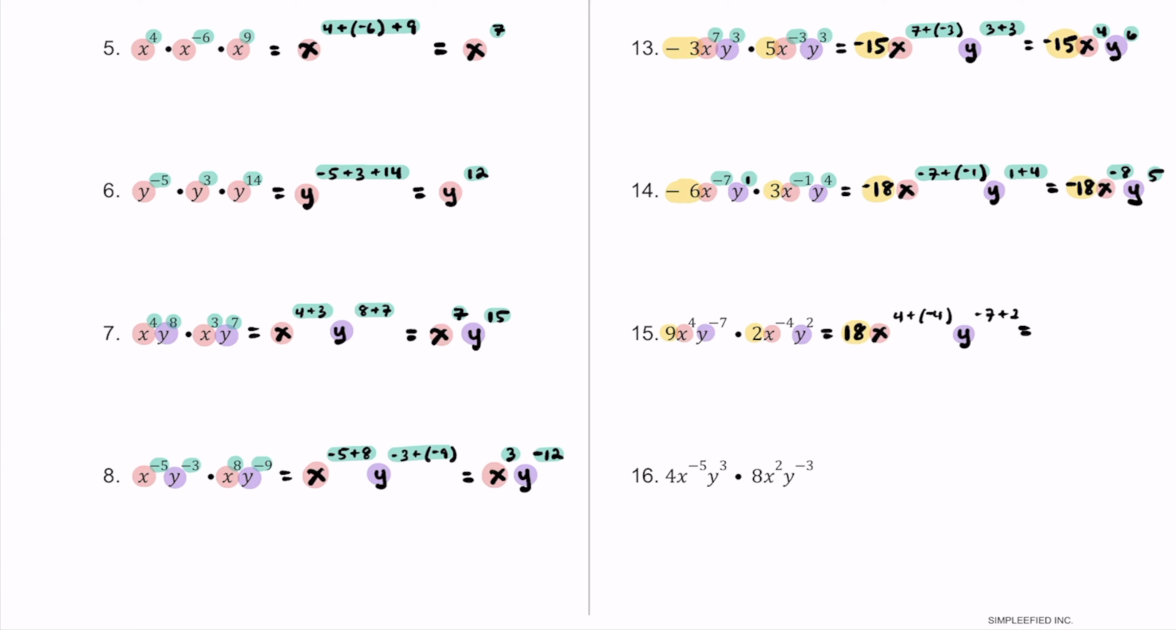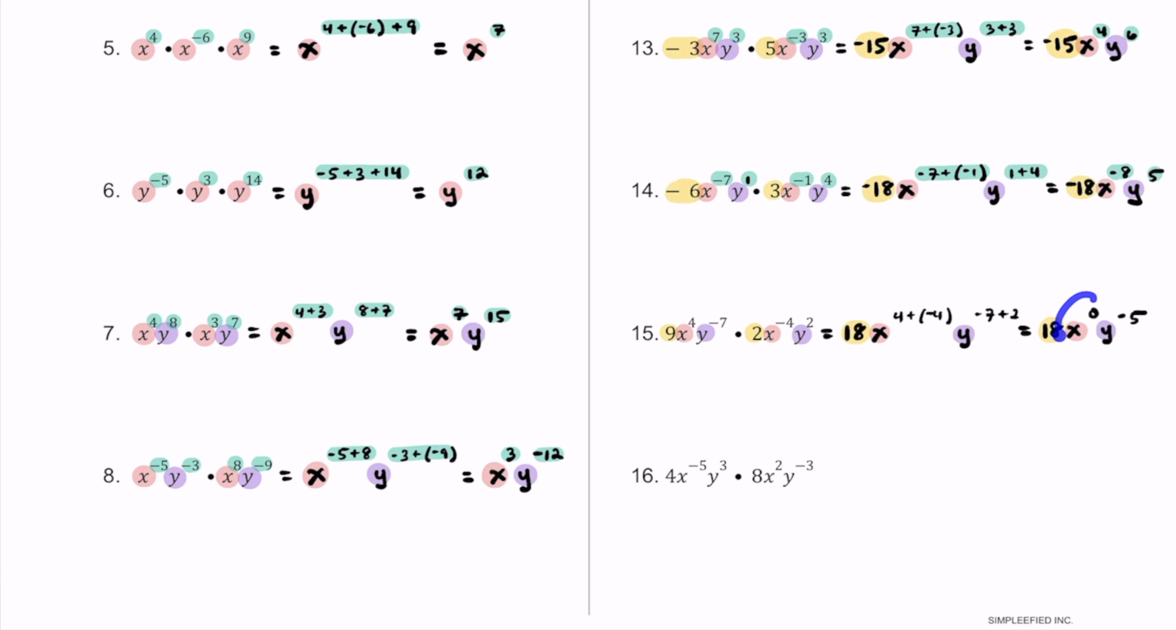Putting this all together, we'll have this 18 as a coefficient out in front. Then we're going to have this x as our base, and let's go ahead and add these two powers together here. So it looks like we have 4 plus -4, and that's going to equal 0. And then for our y's, we have our base of y here, and let's go ahead and add those exponents. We have this -7 plus 2, and that's going to equal -5.